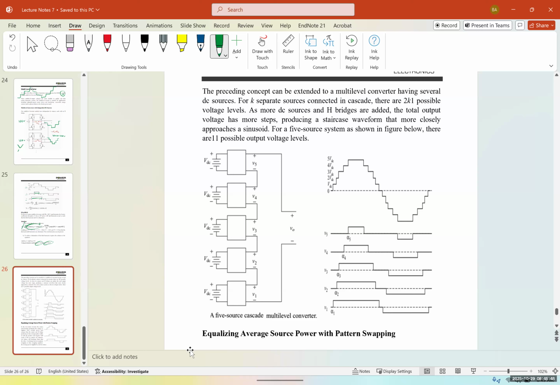So you can see these are different alphas for V1, V2, V3, V4, and V5 from bottom to top. V1 has the highest alpha, and then V2, and then V3, and up to V5. By controlling these alphas, we can control the output voltage in each level. The more levels that we have, the cleaner the signal is going to be, something closer to a sinusoid.